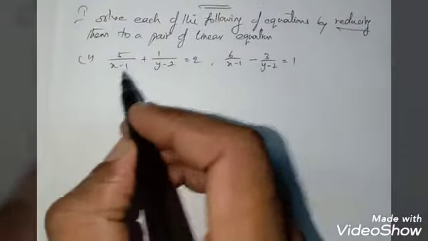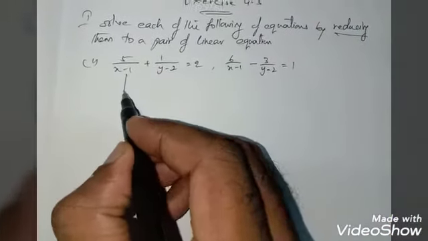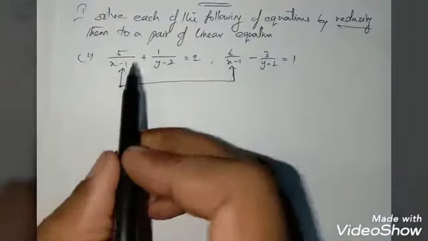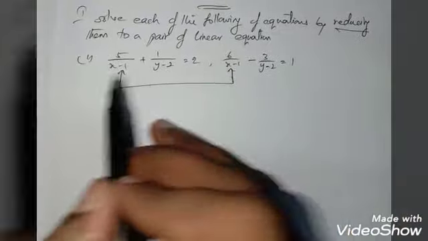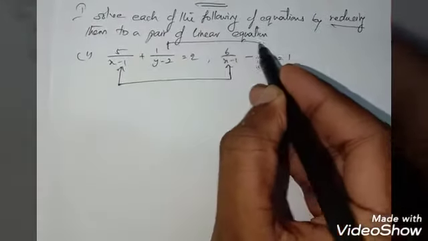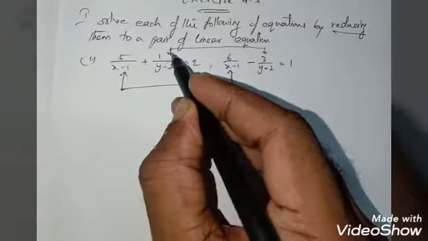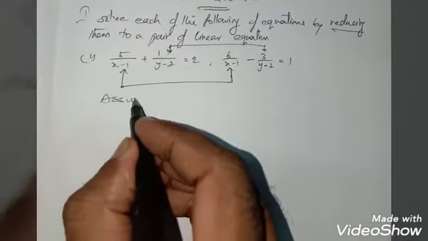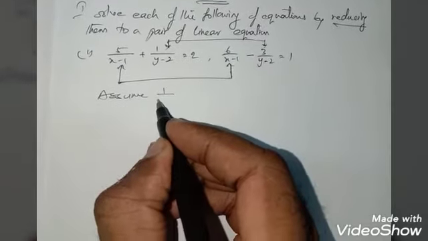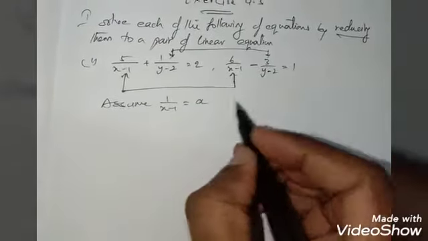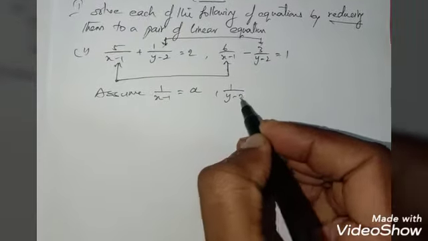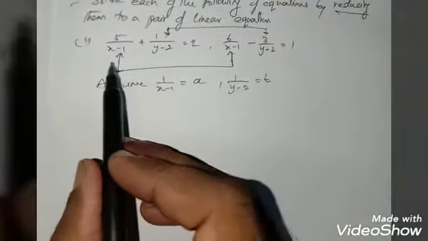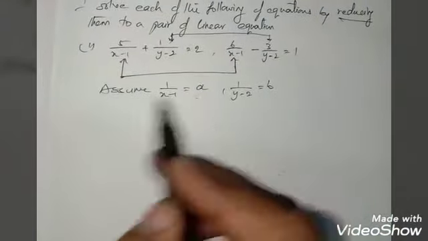In the reducing method, see the first equation and the second equation, the first values. These two values have x minus 1 in the denominator, and for the second, these two values have y minus 2 in the denominator. So I can assume that 1 by x minus 1 is denoted as a, and 1 by y minus 2 is denoted as b, for our convenience to solve the equation. So instead of 1 by x minus 1, I can write the value of a.